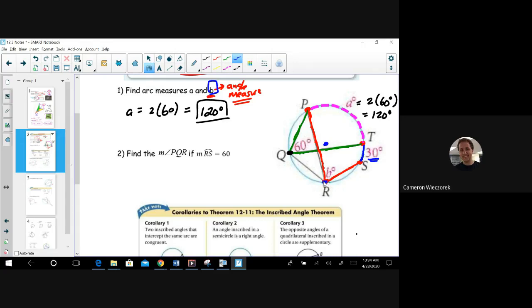Okay. B has a vertex at R. The arc measure created between those red chords was 120 plus 30, so that's 150 total. So arc PS, that's just a minor arc. Arc PS is 150 degrees. So if you trace your fingers back to angle B right here, you got to cut it in half since that's the inscribed angle. So that tells me that angle R, which is just letter B, that's just going to be 1/2 of 150. That's going to be 75 degrees. So I'm just taking the arc that's intercepted and I'm cutting it in half.